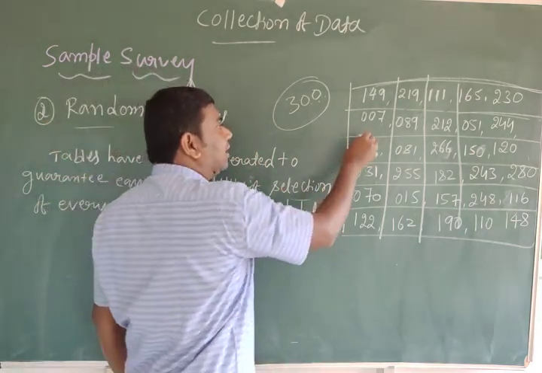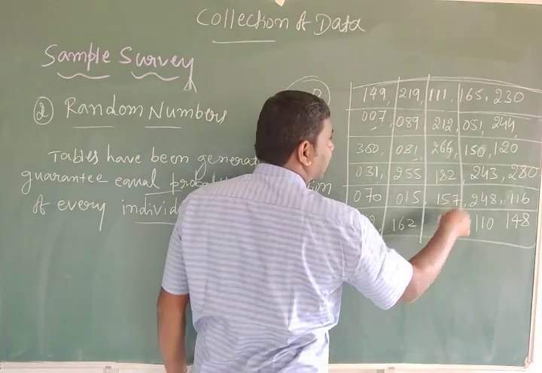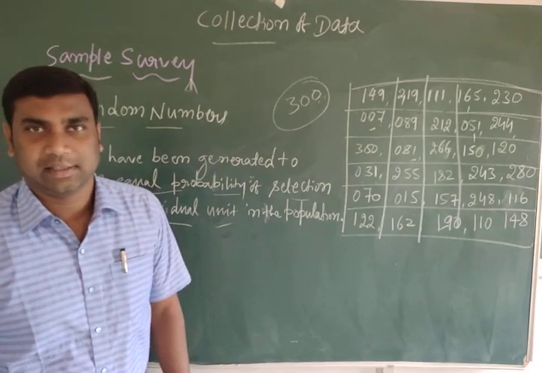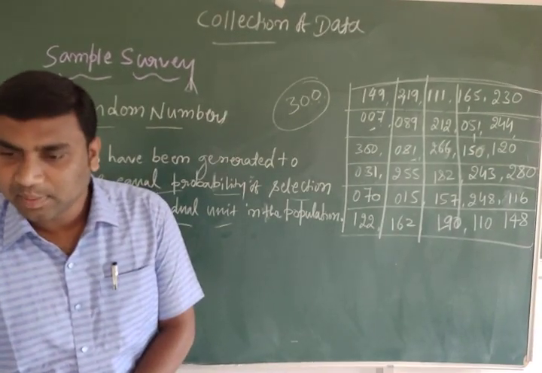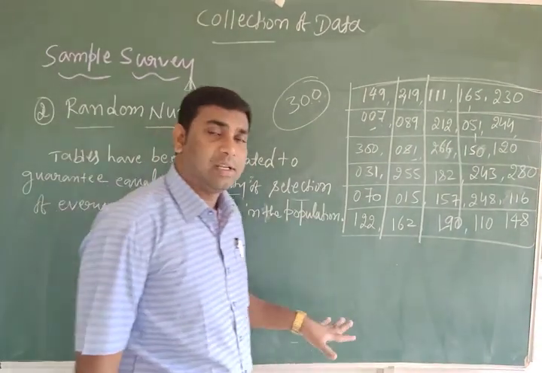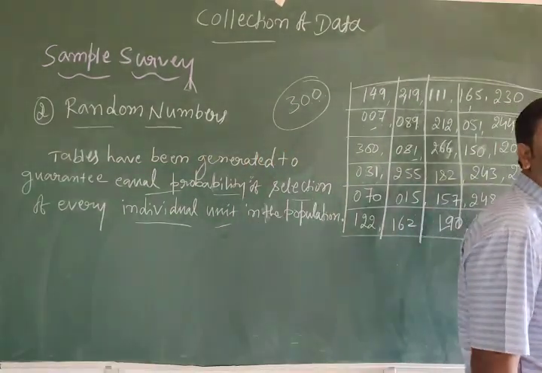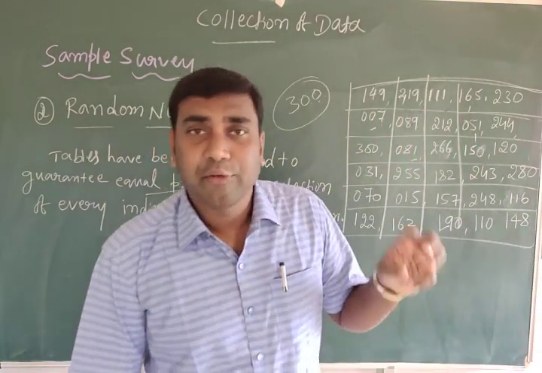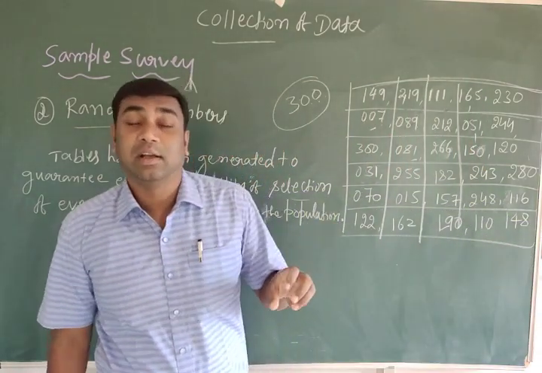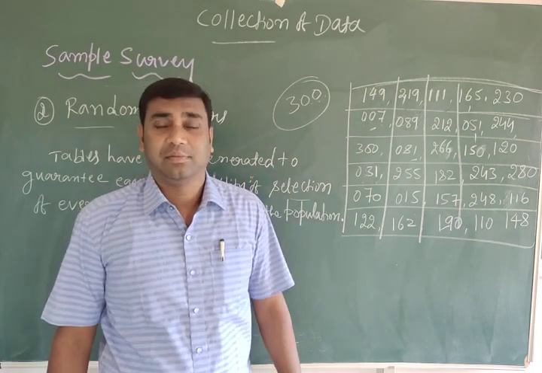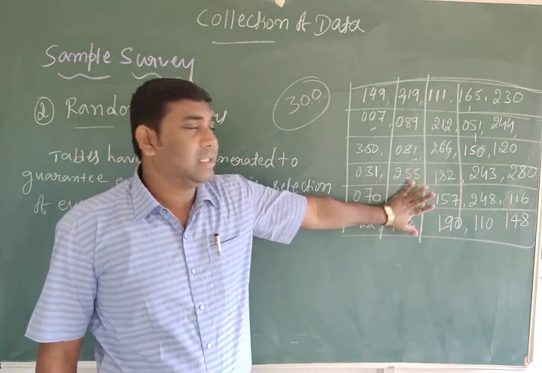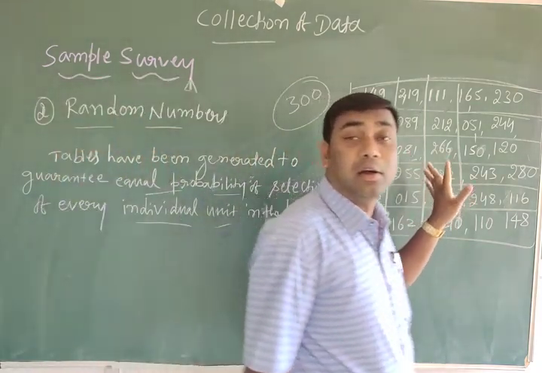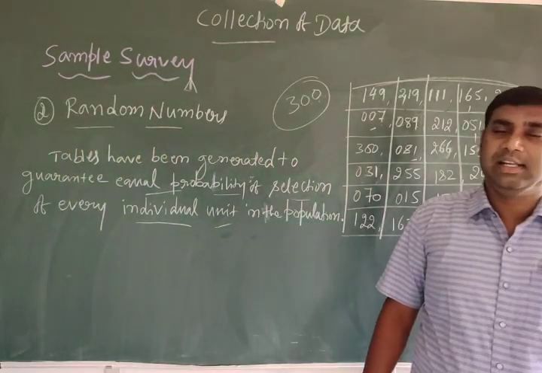Either in this table like this, or like this, any number we can select in the table. This table may be in a sheet, page, column or row, wherever we can select. With the help of this we can study the sample from the population. Through using this type of numbers also we can make the study.